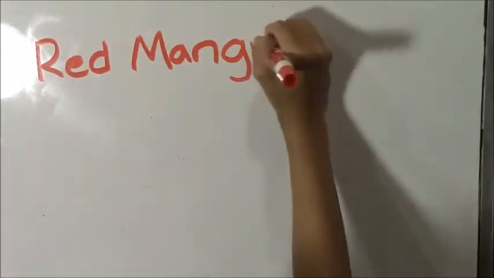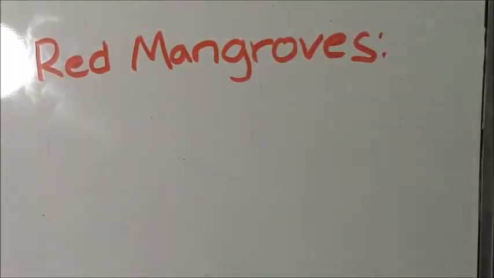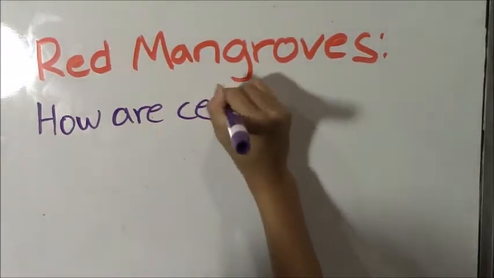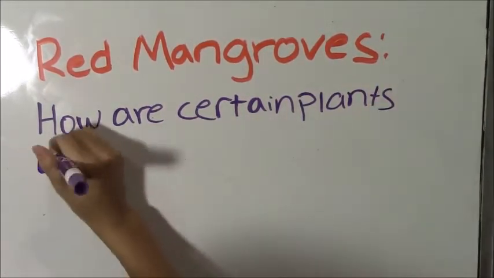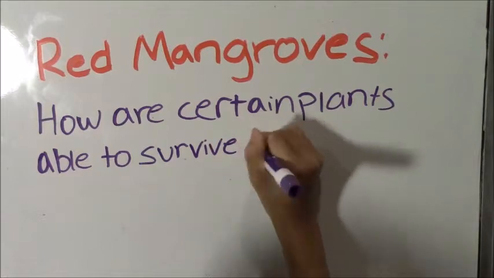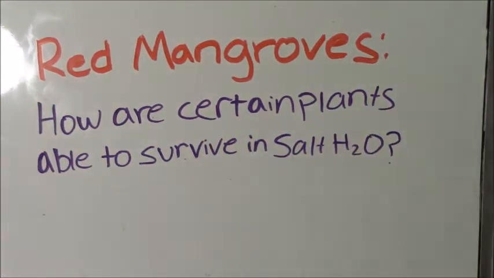Welcome to the first episode of Sciencey Stuff, the survival of red mangroves by Janae and Julia. Today, we are going to tackle the question: how are certain plants able to survive in salt water?